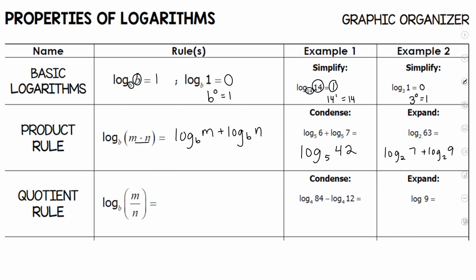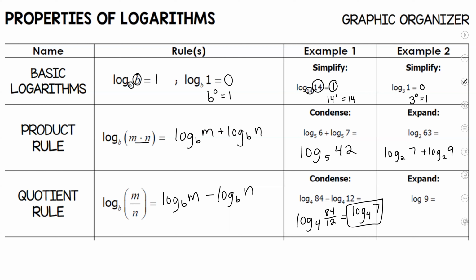Now let's use the quotient rule. The quotient rule says log base b of m divided by n can be written as log base b of m minus log base b of n. So we're going to use the quotient rule to condense this example. This will be log base 4 of 84 divided by 12. And what is that? What's 84 divided by 12? 7, thank you. Log base 4 of 7 is what this condenses to.